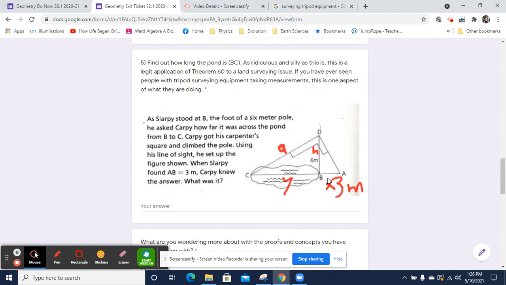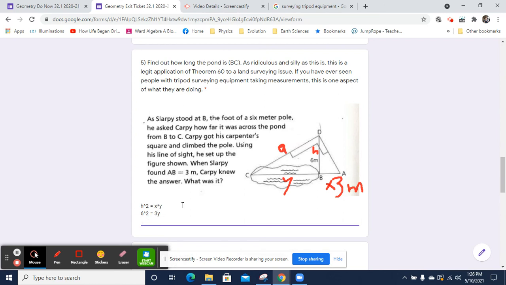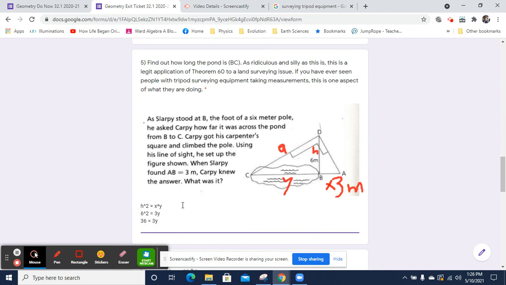So 6 squared will equal 3 times y. So h squared equals x times y, which is 6 squared equals 3y. And 6 squared is 36, and that equals 3y. Divide both sides by 3, and you'll get 12 equals y. We are giving units here, so y equals 12 meters. And we're done.